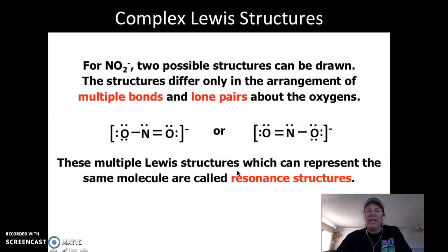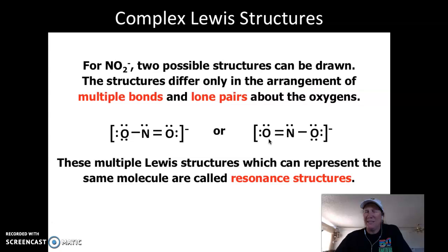Okay, but when you look here, which side does the double bond go on? I've got it over here and I've got it over here. Either side, it doesn't matter. But when you switch the sides like this, when you have a double bond on one side and a single bond on the other side, these two are called resonance structures. They represent the same compound, but because you move the double bond around, they actually are a little bit different in the way they react.